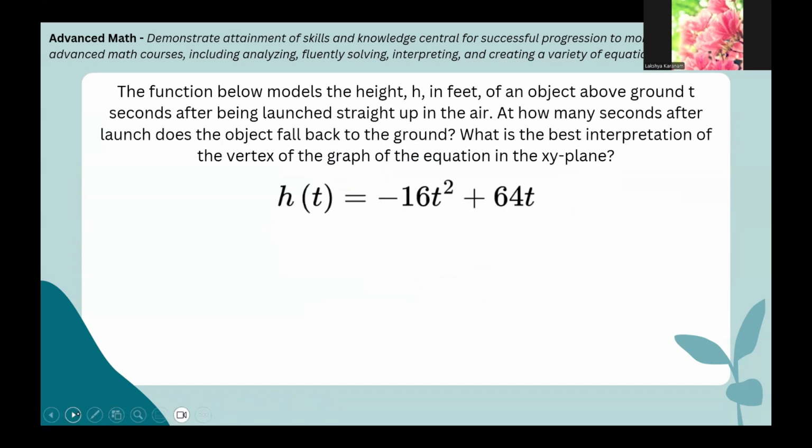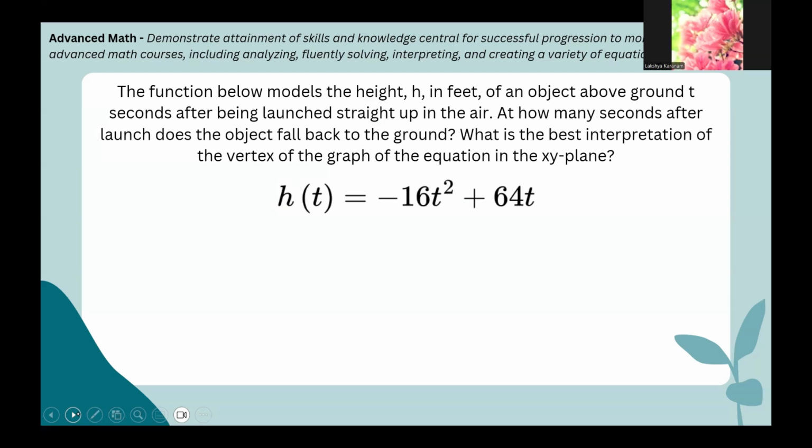Okay, this is the last problem of today. So the function below models the height, h, in feet of an object above the ground t seconds after being launched straight up in the air. At how many seconds after launch does the object fall back to the ground? And what is the best interpretation of the vertex of the graph of the equation in the xy plane? So this is actually asking a couple of different problems here. You might have also seen this in your physics class if you took AP Physics. This should be a pretty familiar setup for you.